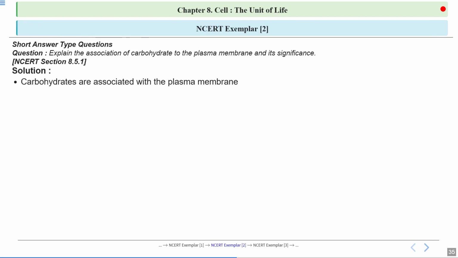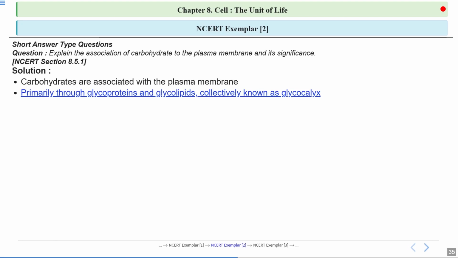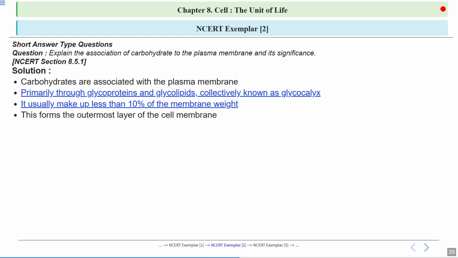See, carbohydrates are also associated with the plasma membrane, primarily through glycoproteins and glycolipids. It is collectively known as glycocalyx. So glycocalyx is present in cells like bacteria. Okay, it usually makes up less than 10% of the membrane weight. Now this forms the outermost layer of the cell membrane.